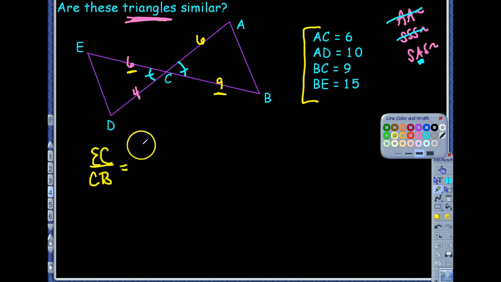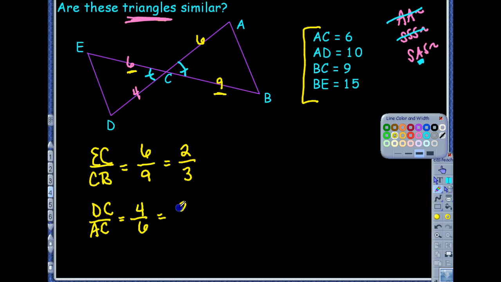Okay, obviously some people might think compare EC to AC, and you don't want to do that. No. Simplify that to 2/3. So if the other set gets you the same ratio, then we can say they're similar. So DC to AC or CE, CA, whatever. So 4/6, which is also 2/3.